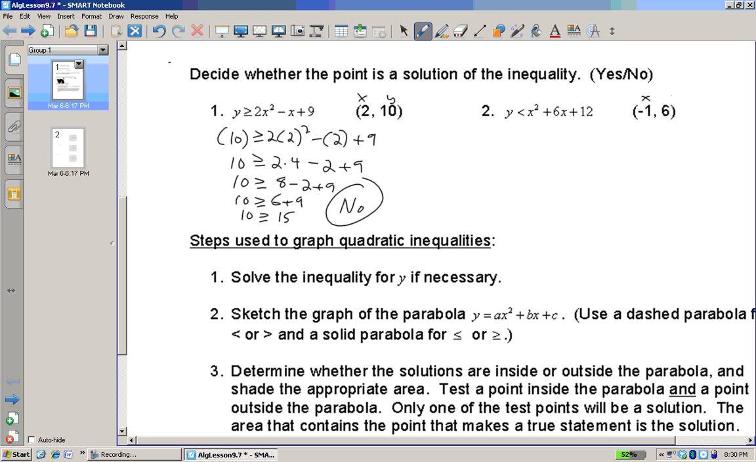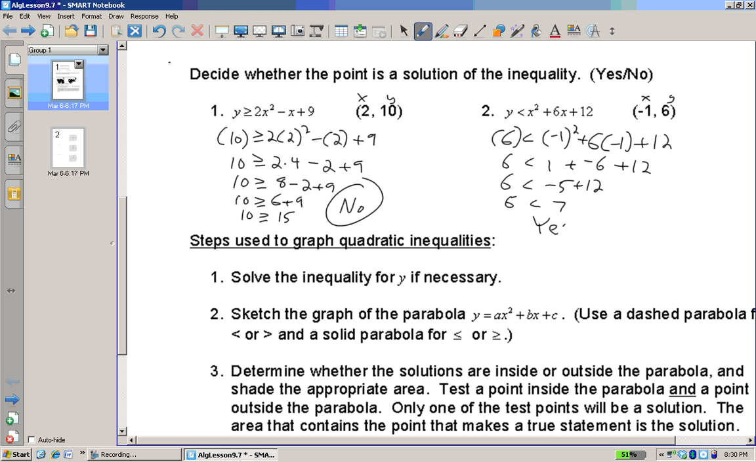Okay, let's try one more time. X and y. Y is less than -1 quantity squared plus 6 times -1 plus 12. And we just work this out. 6 is less than 7. Yes, this is true. You can look, this is to the left, looks like a little L. To the left of 6 is to the left of 7 on the number line. So yes, this would be shaded if we were to graph it correctly.